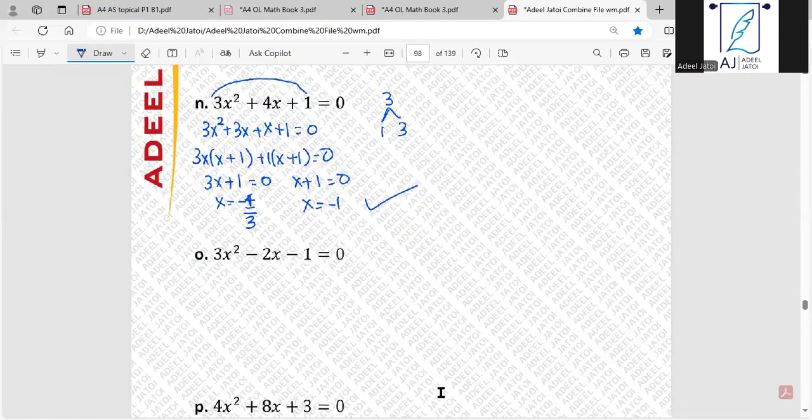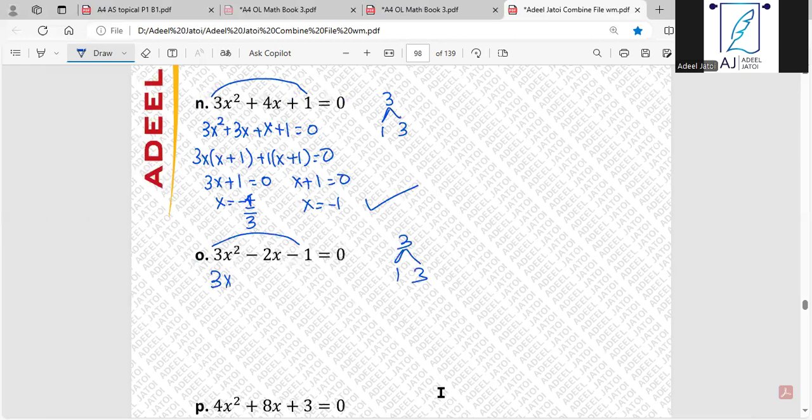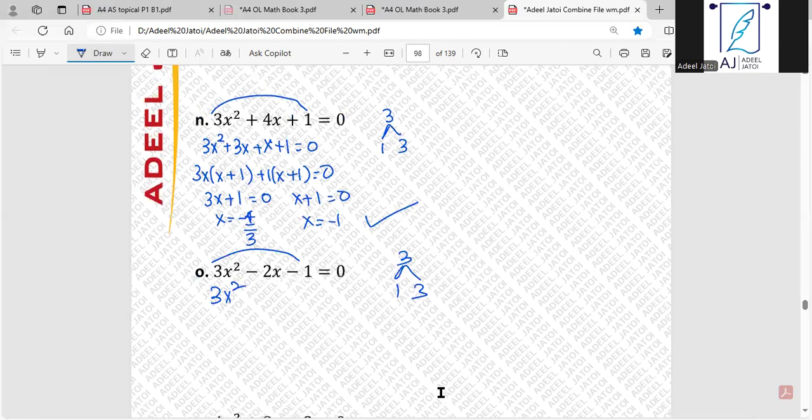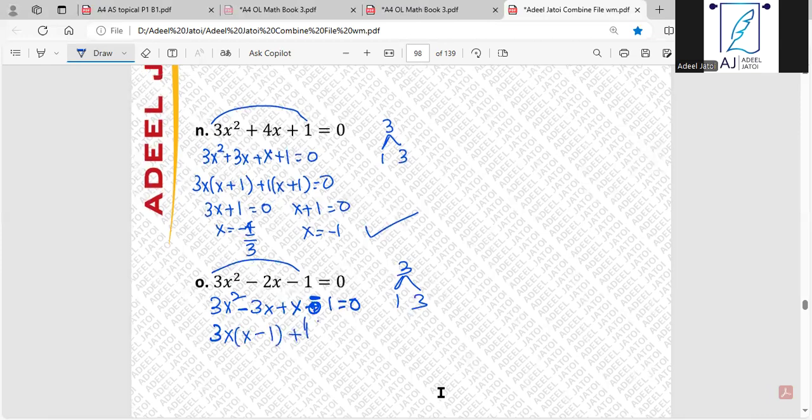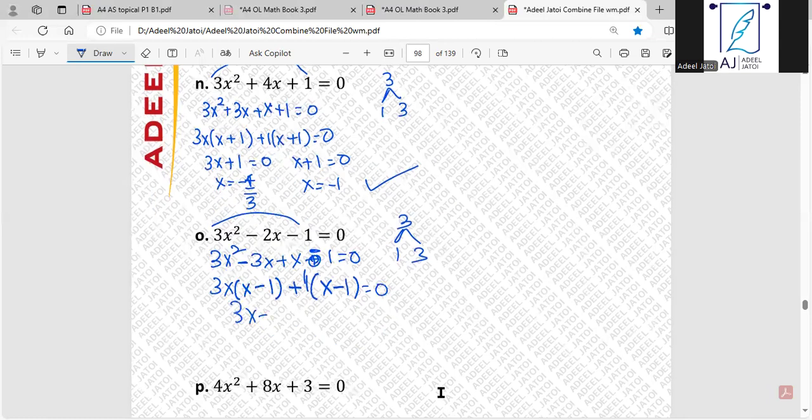The other thing is 3 into 1 is 3 again. Factors of this are 3 and 1. But since you need to have minus 3 here, this should be plus 3x minus 1 equal to 0. 3x is common, x minus 1, plus 1 is common, x minus 1 equal to 0. So this will be 3x plus 1 equal to 0, x minus 1 equal to 0.